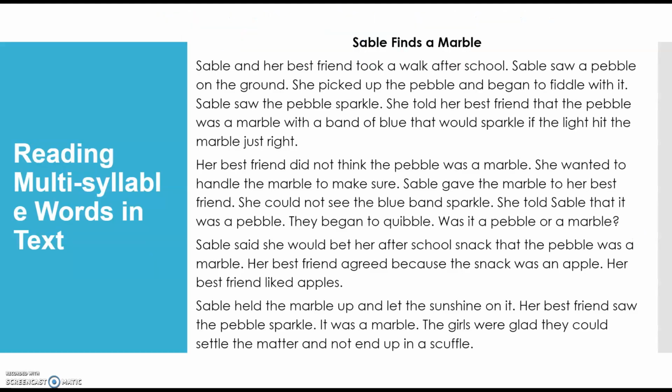And finally today, we are going to silently read the following passage. Sable finds a marble. If you come to a word you don't know, get out your whiteboard and marker and spot and dot it. You need to read through the passage 2 times.